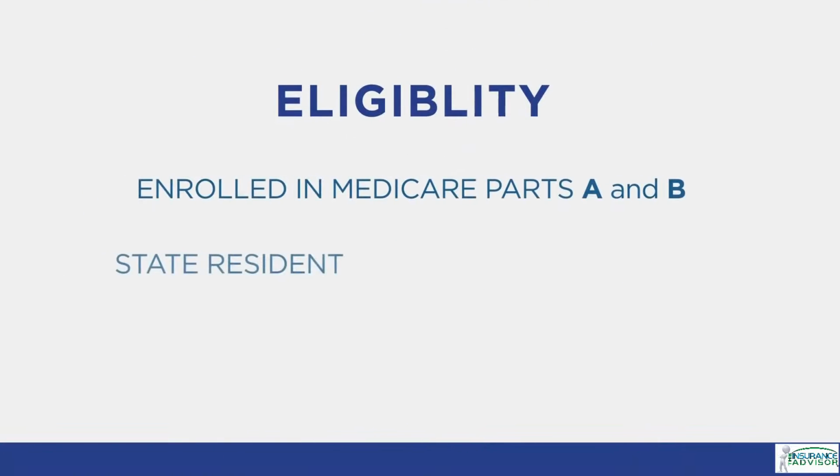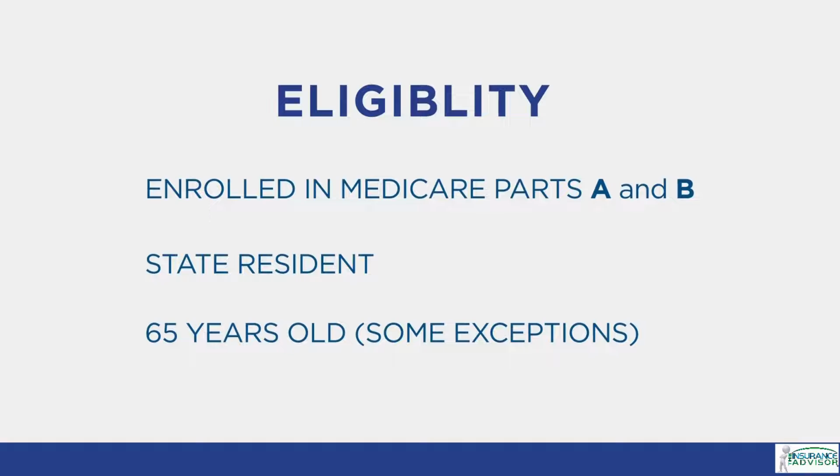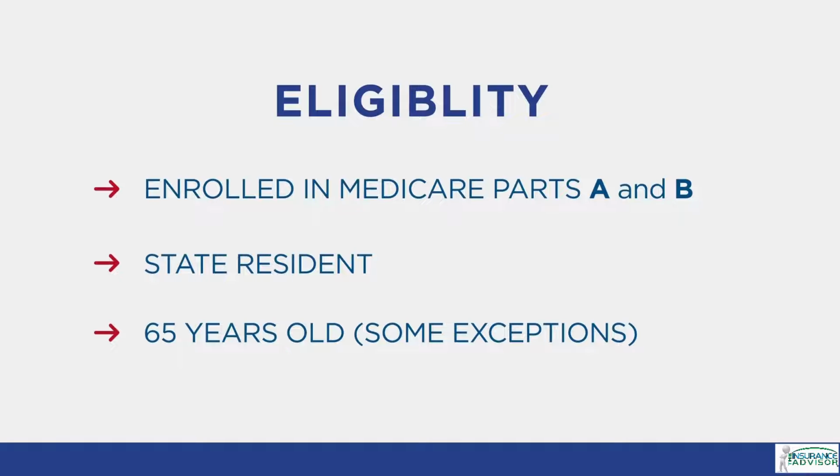To be eligible to enroll in a Medsup plan, you must also be enrolled in Medicare Parts A and B and must reside in the state in which you are applying for coverage. As for age requirements, the general rule is that you must be 65 years old, though some exceptions are made for individuals with certain disabilities.